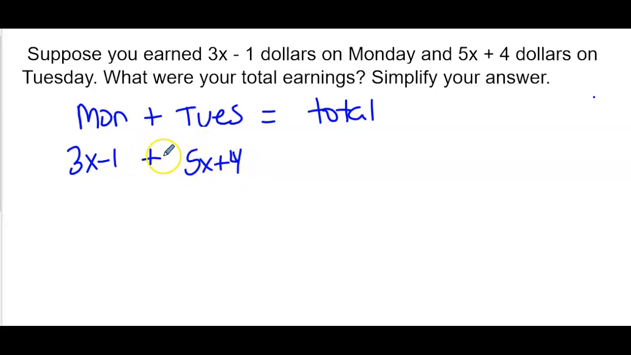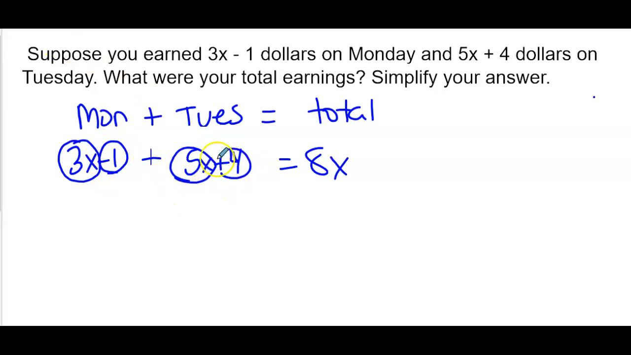Now, because we're adding, we don't have to distribute and change any signs. We can go straight to combining like terms. So 3x plus 5x will give us 8x. And -1, oh, I should have done a different symbol there. Oh, well. -1 plus 4 will give us a positive 3.